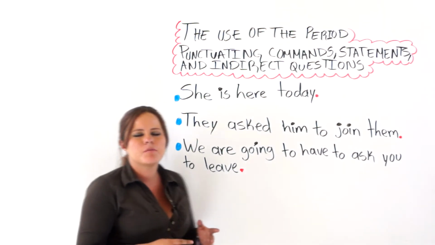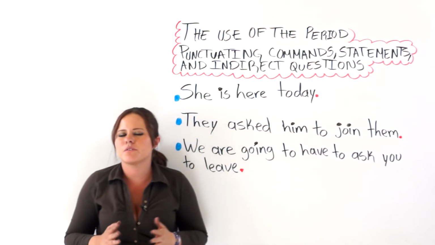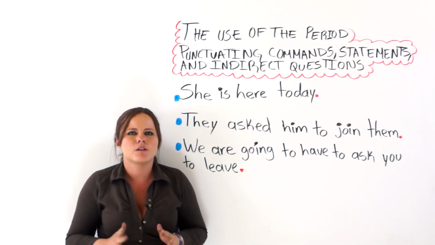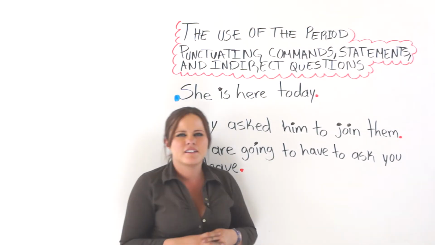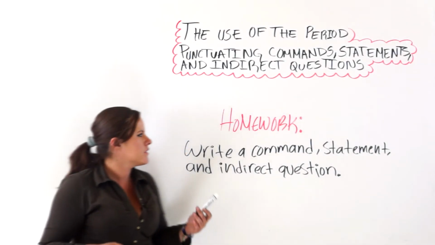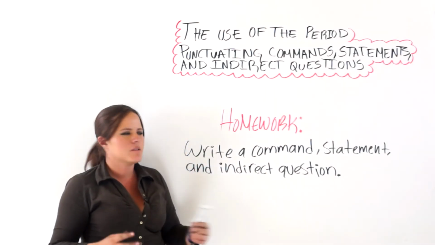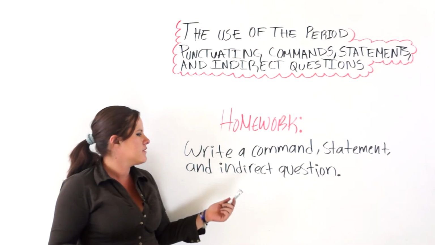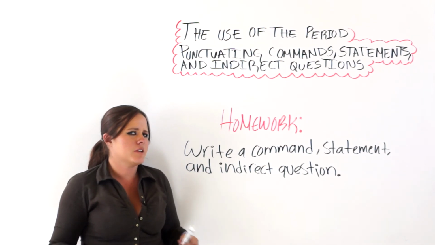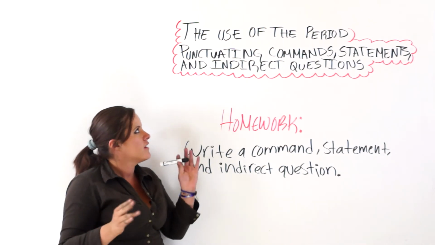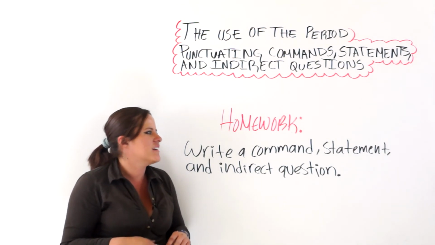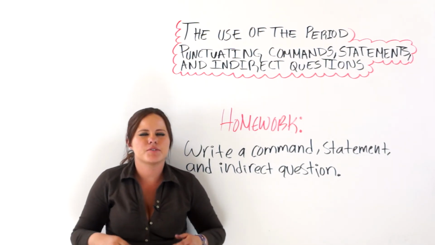Next, I will leave you some homework. Remember that you need to improve your English. So the only way to do so is to practice as much as you can. For homework, you are going to write a command, statement, and an indirect question. You know how to punctuate them, simply add a period, and of course use a capital letter at the beginning of each.